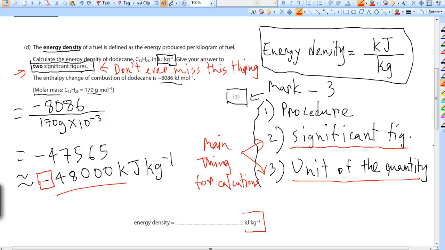So these are the things that you need to keep in your mind while solving this type of chemistry question. More specifically, the signs are very important. Signs are important, significant figures are important, and units of the quantities are important. So now let us write the answer: minus 48000. So that's the solution to this question.